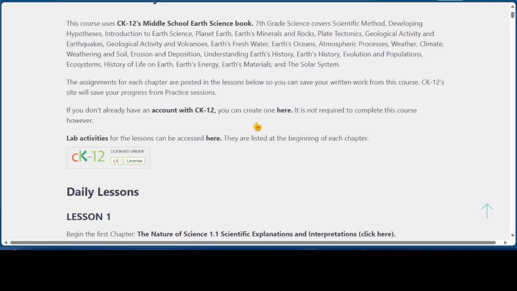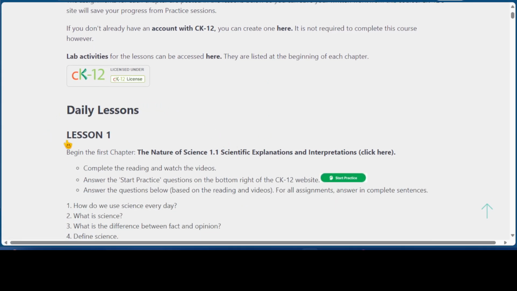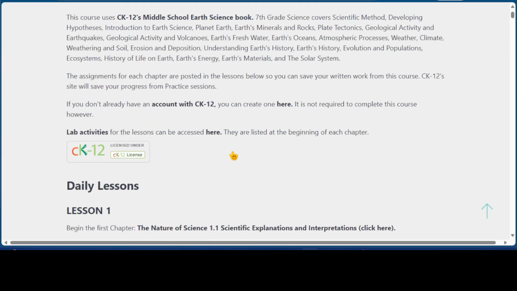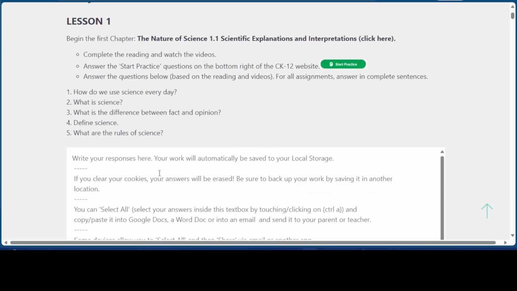So, the same as the other grade level, the assignments for each chapter are posted below. Remember, there are 180 lessons available for this science curriculum. It's a full year of science curriculum. They may do their written work right on the site. This will save it to the local storage, but remember, if you clear those cookies, it will be erased. So I do suggest copying and pasting and saving their answers or their work in another program.